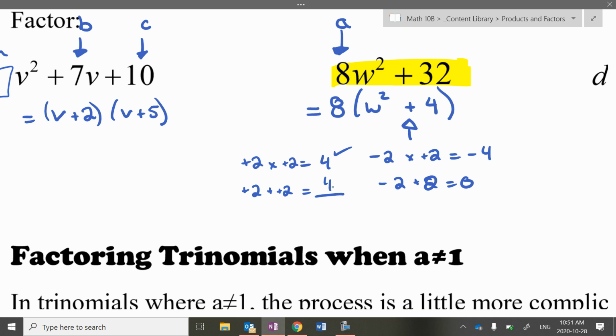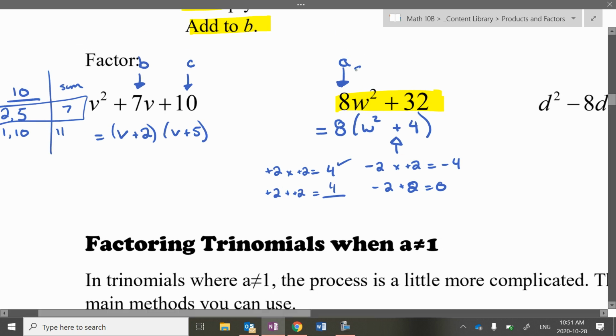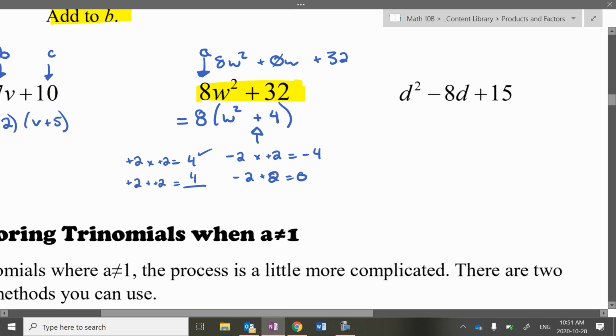Where's the 0 term? It's not written here. So the 0 term would be, if I wanted to include it, plus 0w plus 32. That's a 0, not a C, not an O. And so that's why it has to have those opposite signs to cancel out to equal 0.